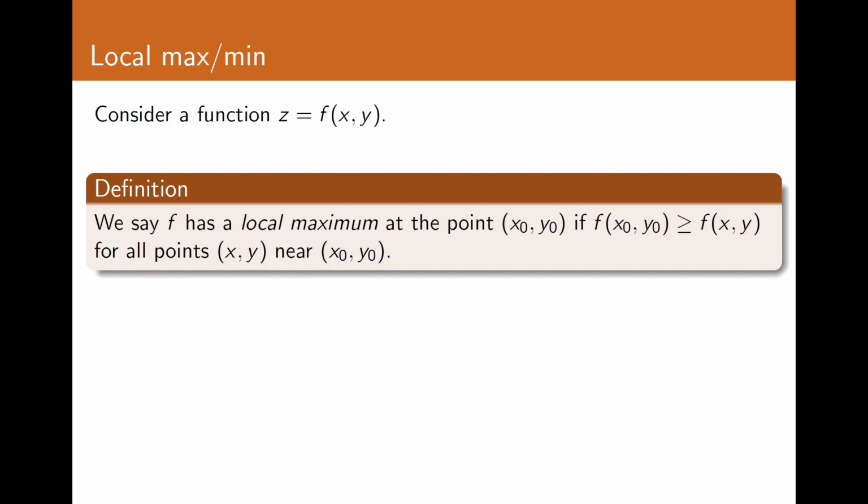So if you're thinking of your function's graph as kind of like a mountain range, the f of x0, y0 is a local maximum if it's a peak of one of the summits in the mountain range. It doesn't mean it's the tallest mountain overall, but it's the tallest one right there.